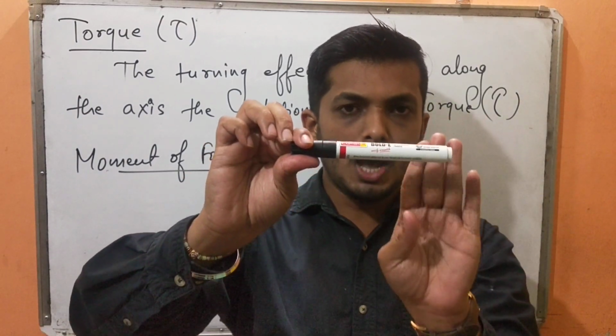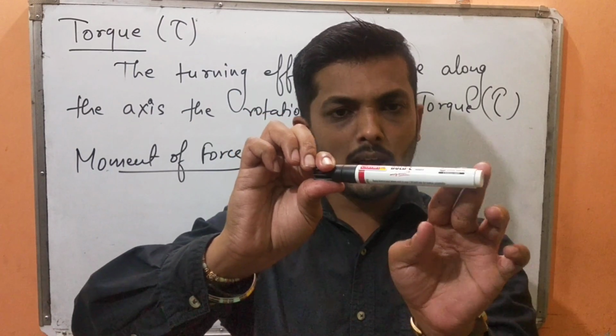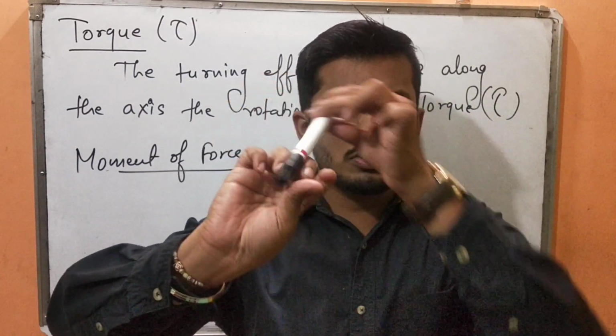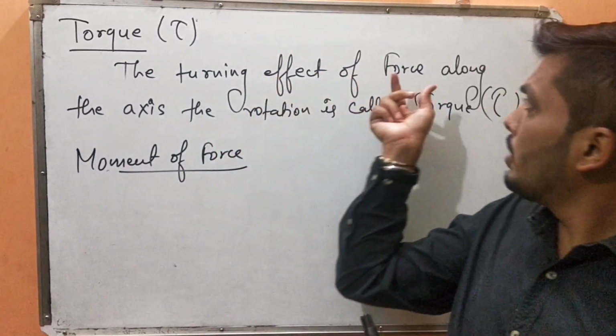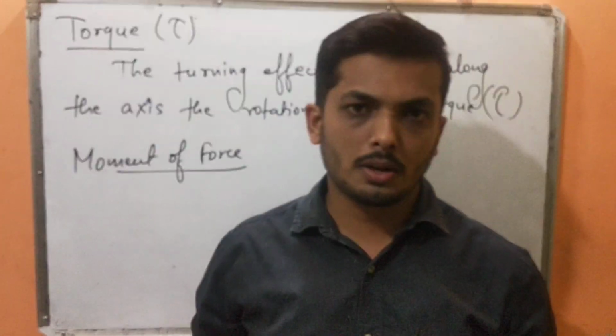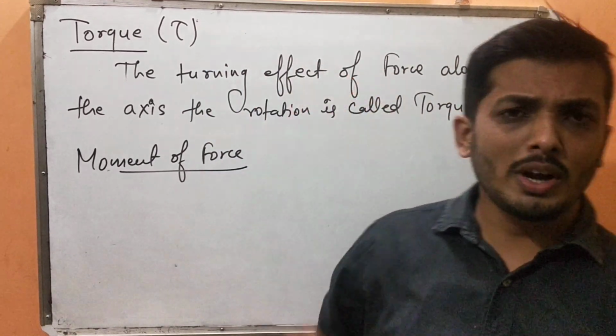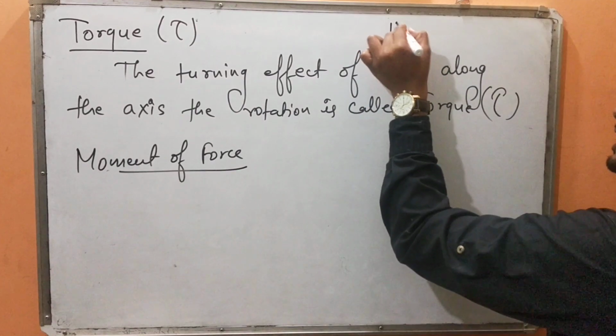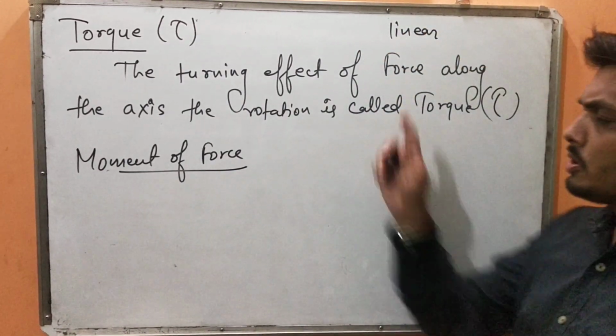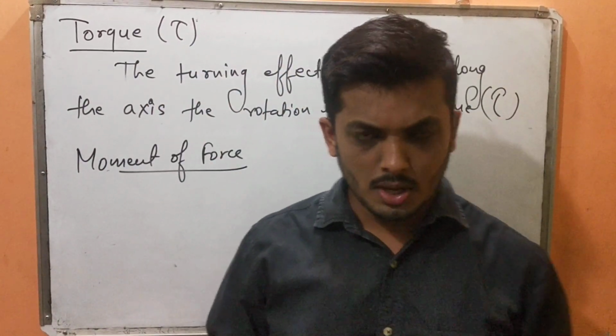But what exactly is happening? When I apply the force in this direction, the marker is tracing a rotational path. It's giving you a turning effect. This turning effect of force is called what? Torque. So torque and force are quite similar things. How are they different? This force we use in linear motion, and this force we use in rotational motion.